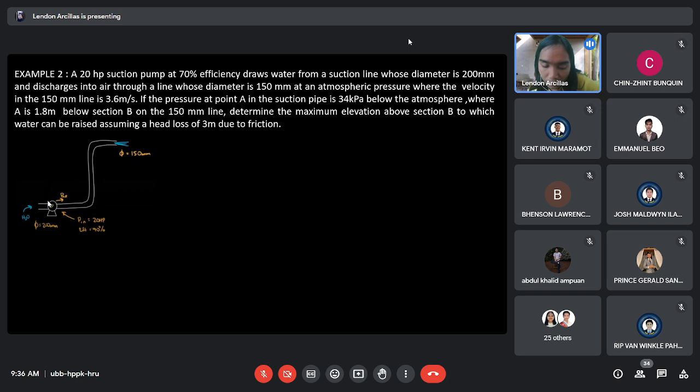So at 70% efficiency draws water from a suction line whose diameter is 200 and discharges into air whose diameter is 150. At an osmotic pressure where the velocity in the 150 mm line is 3.6. If the pressure at the point is in the suction is 34 kilopascal below the atmospheric, where A is 1.8 below the section of 150 mm line, determine the maximum elevation above B which can water be raised, assuming a head loss of 3 meters due to friction.